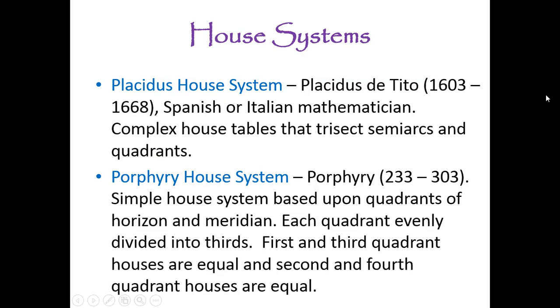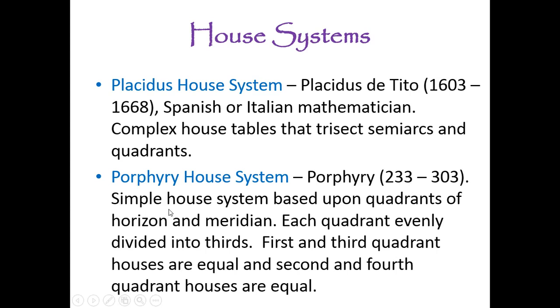Placidus. This is another very popular method. I didn't have time to look up whether most people thought he was Spanish or Italian, but he was a mathematician back in the 17th century. So as you can see, this is a house system that's been in use for quite a long time. Complex house tables that trisect the semi-arcs and the quadrants. Compare this to Porphyry. Look how far back he lived. So this is an old house system.